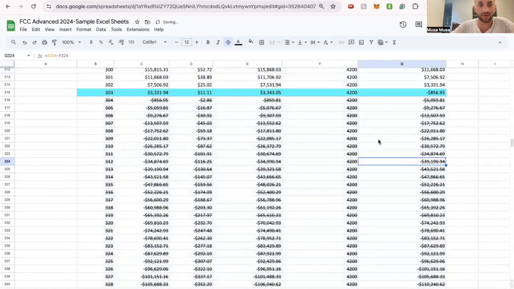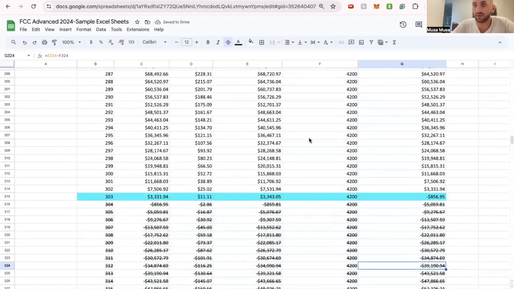We can do that if we want, because it's not even used in the model. It just means that when you're 302 months in, you still owe another this amount of money. But when you're 303 months in, you owe $3,331.94. They charge you $11.11 in interest. You only have to pay this amount more, but you make that much of a repayment. So that's why it's a negative.